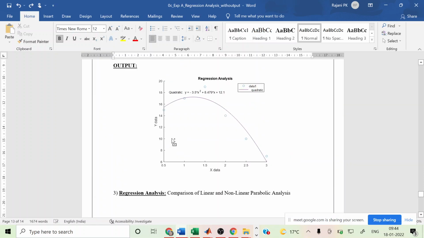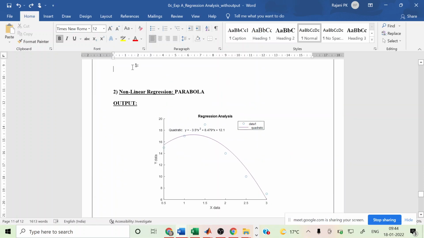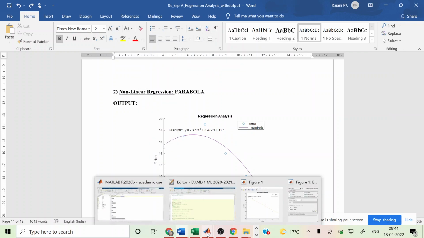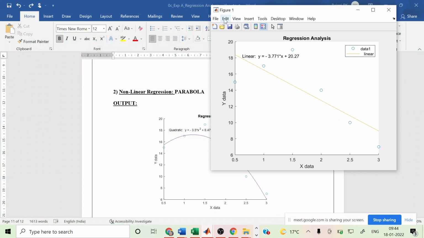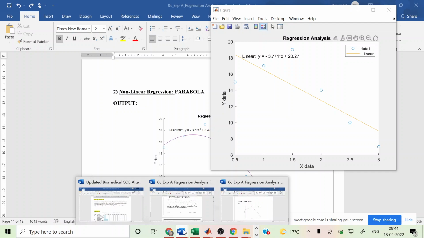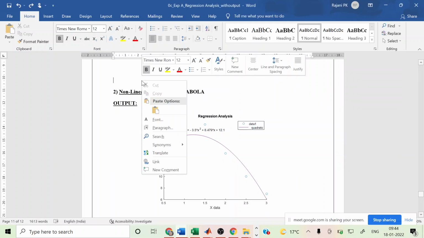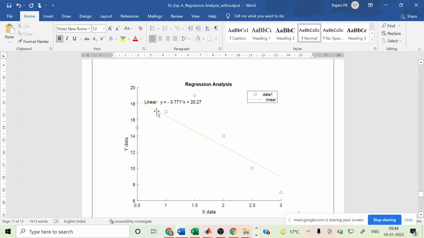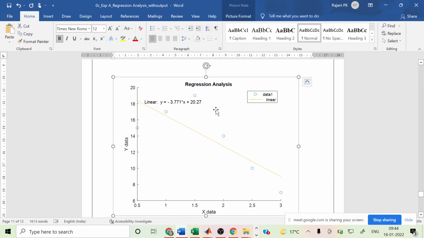and paste it here. Sorry, maybe I didn't copy it. Edit, copy figure, then you can come here and paste it. So this is how you will be able to paste the diagram.